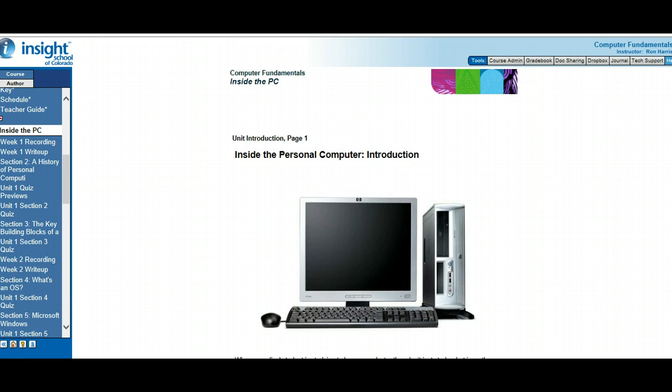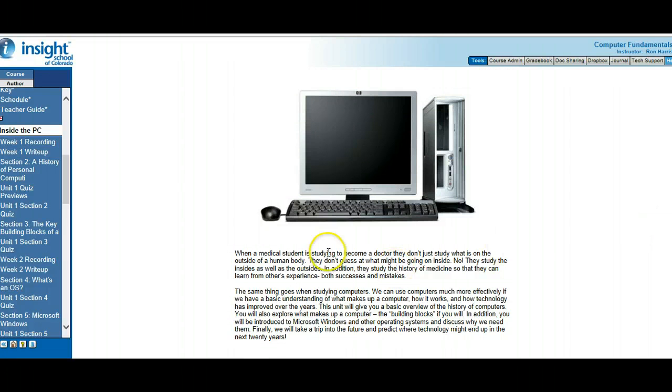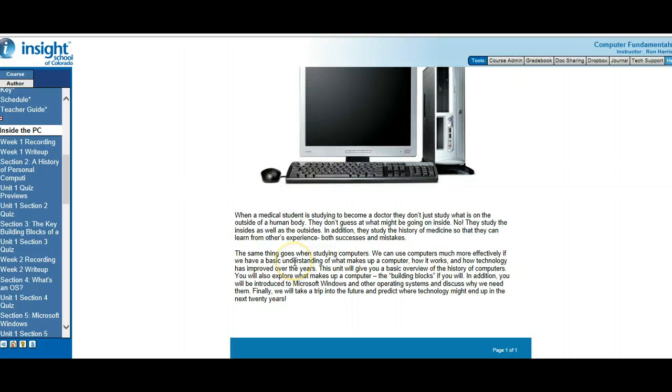As you look inside the PC, this talks about a student who's going to become a doctor. They can't just look at the outside of the body, they have to look at the inside, right? Well, to learn about computing, if you know a little bit about the insides of computers, it'll help you understand how computers operate, and you can understand how certain things happen within computers. So that's what this is. We're going to look at the building blocks of computers, get an introduction to Microsoft Windows, operating systems, and how a computer operates, etc. And we'll even look at the future of computers and see what might happen 20 years from now.